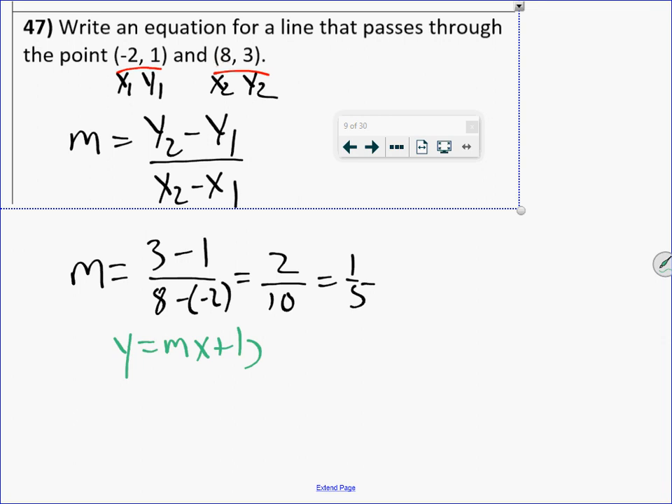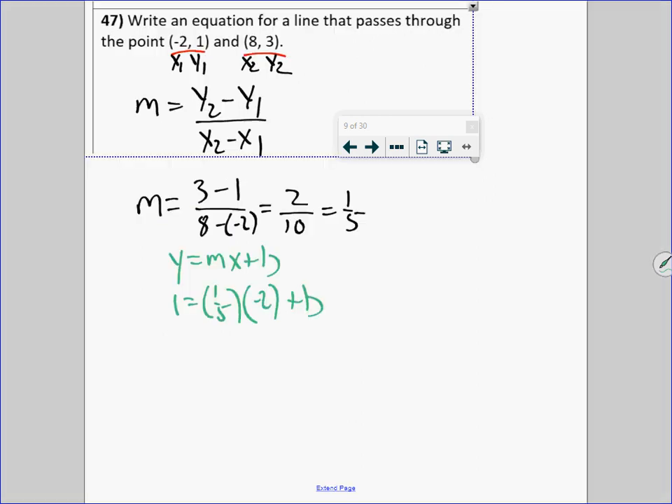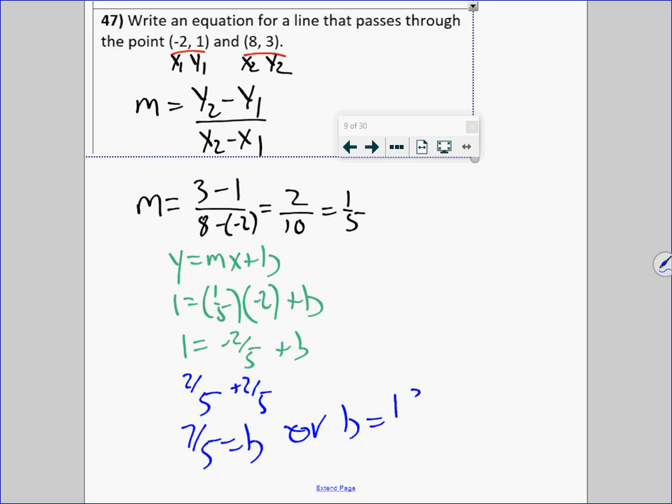So I can use my first point when y is 1, the slope is 1/5, and x is negative 2, plus b. I can just solve this for b. 1 equals negative 2/5 plus b. So I will add 2/5 to both sides, and I'll get 7/5 equals b, or b equals 1 and 2/5.